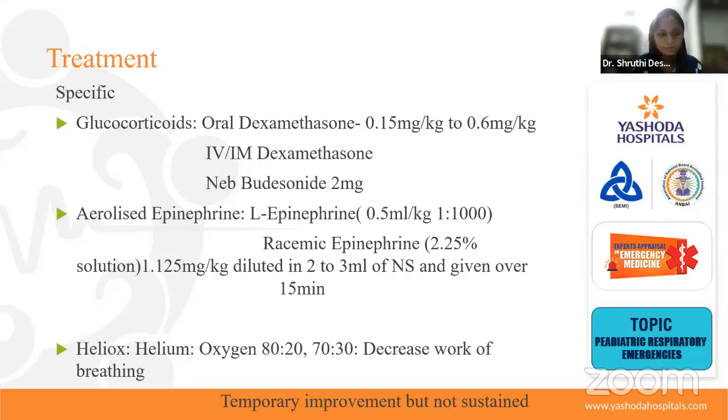You can also give nebulization with something called heliox, a mixture of helium and oxygen at a ratio of around 80 to 20 or 70 to 30. This is used because there is a theory that it changes turbulent flow into laminar flow, thus decreasing the work of breathing. It provides a temporary improvement, but this improvement is not sustained, so it is not routinely recommended.